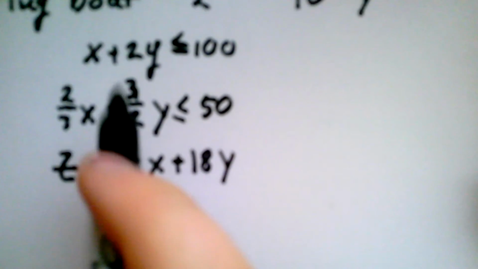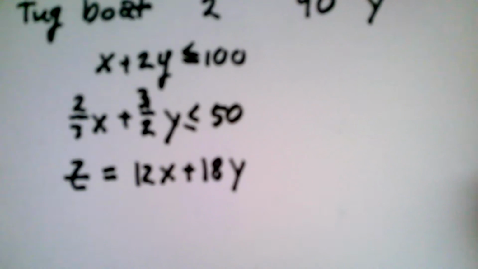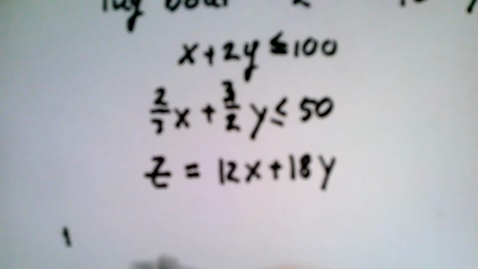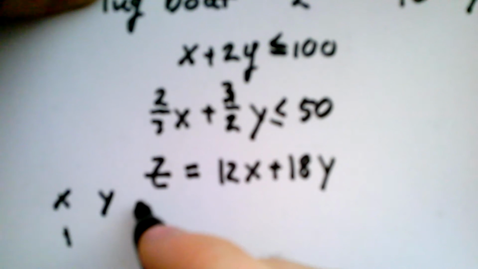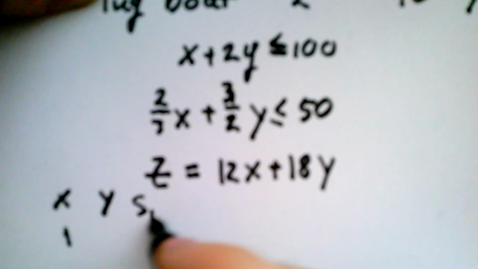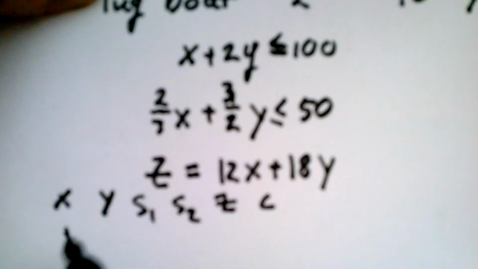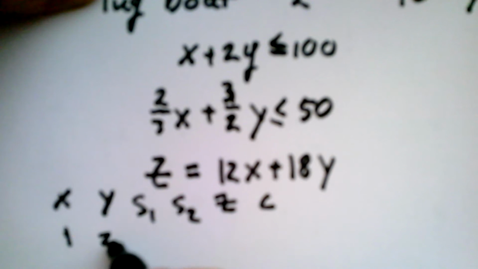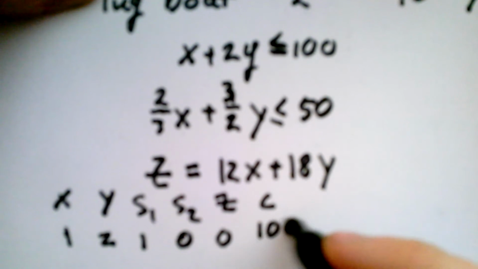So, this constraint will become 1x. So here's our x column, our y column. We have 2 constraints, so we need 2 slack variables, s1 and s2. We have our z, and we have our constant. So we have 1x, 2y, our slack variable for our first equation. That's the slack variable for the second equation, so it's not in the first equation. Z is also not in the first equation, and our constant is 100.